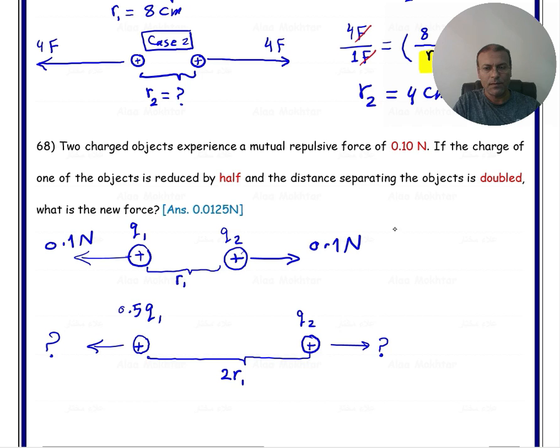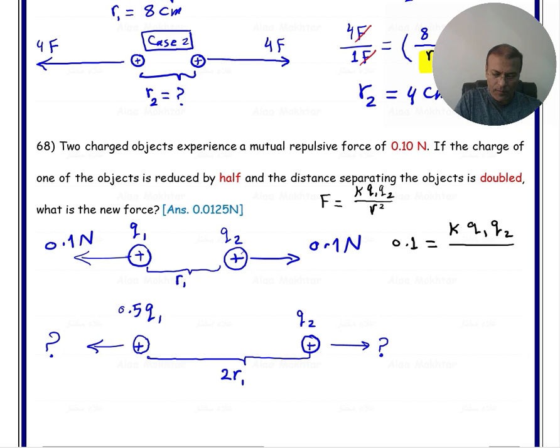From case number 1, we know F equals K Q1 Q2 over R squared. This is Coulomb's law. In case number 1, F equals 0.1 Newton. Okay, equals K, Q1 multiplied by Q2, over the distance R1 squared. Great. Only we substitute. I substitute the force with 0.1 and write K, Q1, Q2.